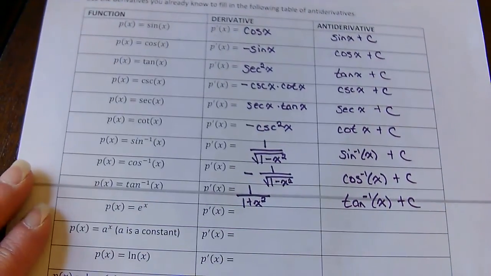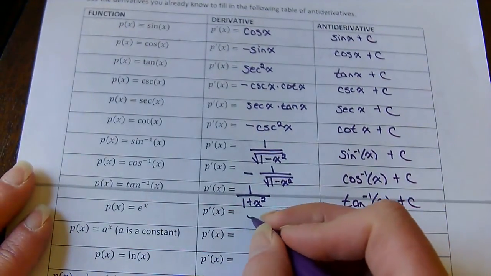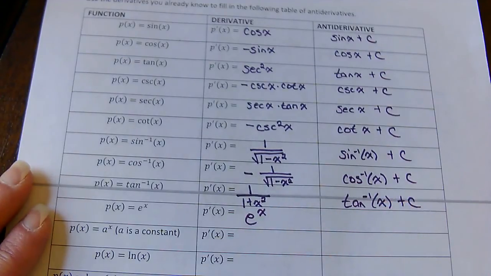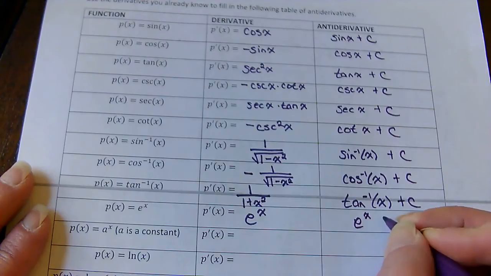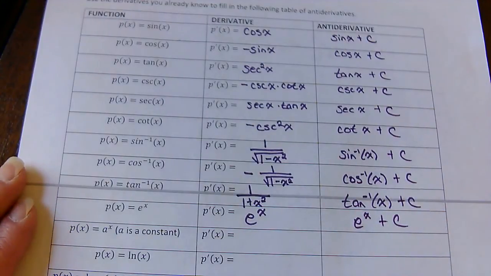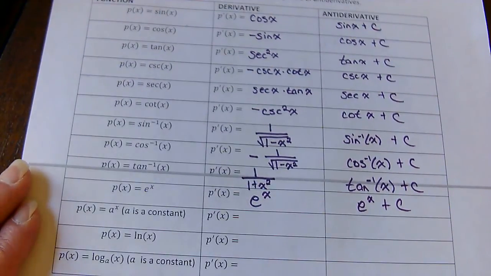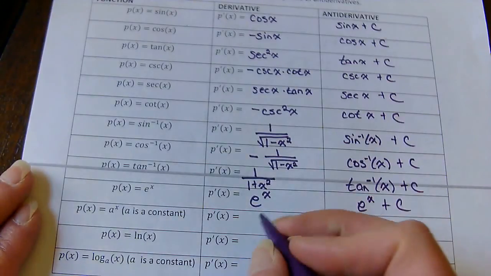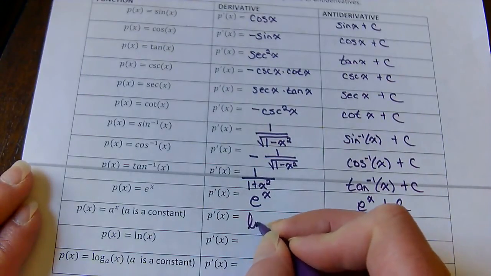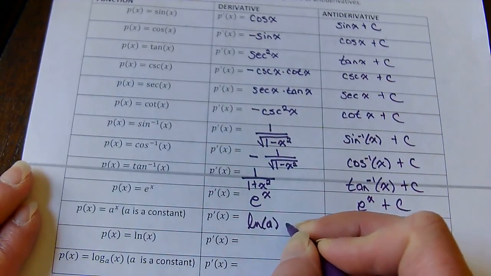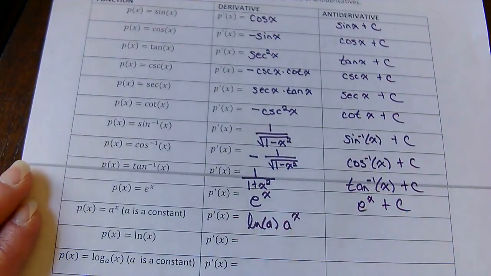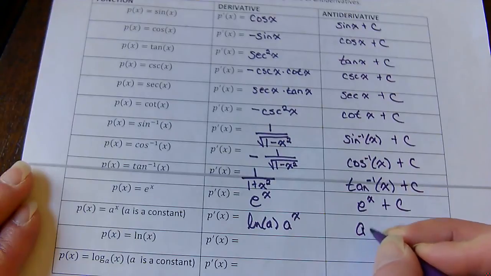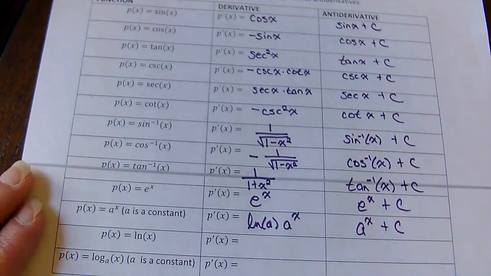The derivative of e to the x, my favorite, is e to the x. So the antiderivative of e to the x is e to the x plus c. A to the x would be natural log of a times a to the x. Antiderivative would be a to the x plus c.